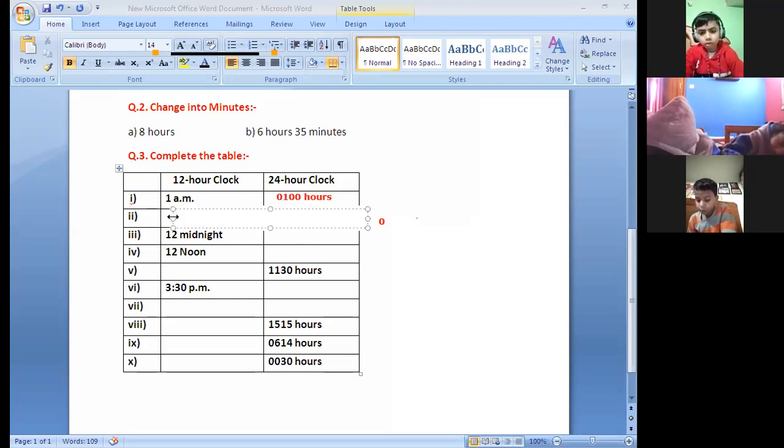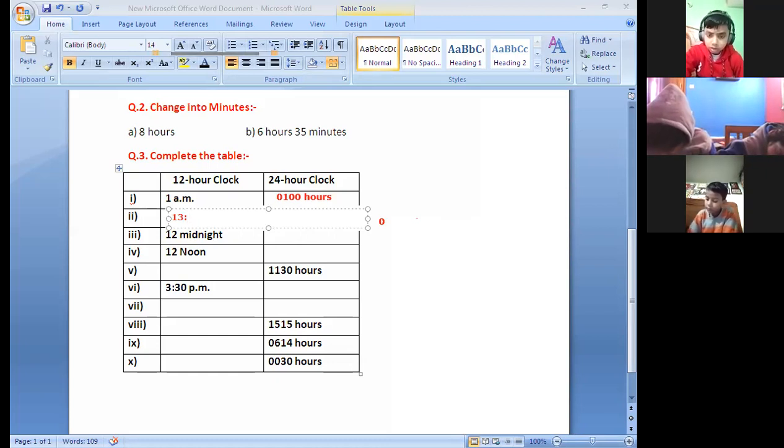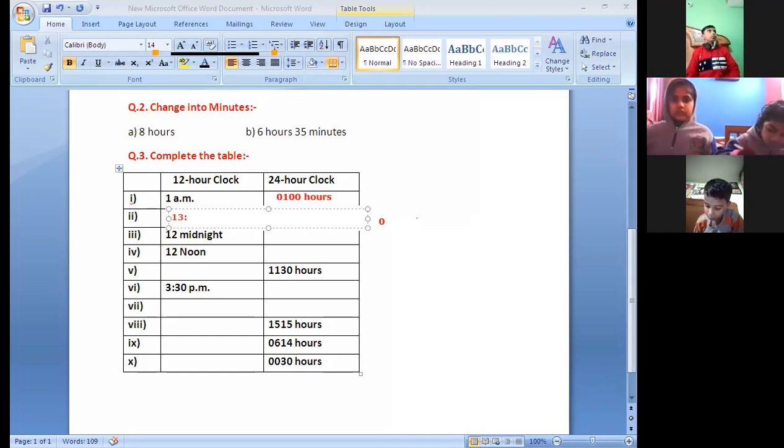Can you repeat your answer? 13 colon 50. This symbol is known as colon. Or you can say 13 hours and dash minutes. What are you going to speak? Okay, you can bifurcate your answer like this. Instead of using colon, you can write down 13 hours and dash minutes. So can you tell me how many minutes we are going to write? 50 minutes.